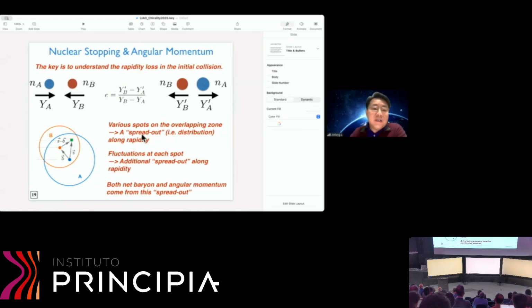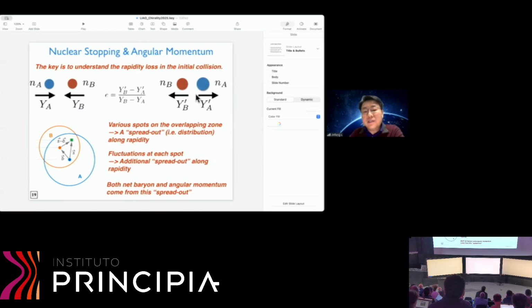But then after collision, a lot will fly away because there are many spectators. So what will remain in your fireball is those nucleons or wounded nucleons that are being stopped at mid-rapidity. So that is controlled essentially by the rapidity loss in the initial collision. So you say you have nucleon A from left and B from right, and they collide with the initial beam rapidity.